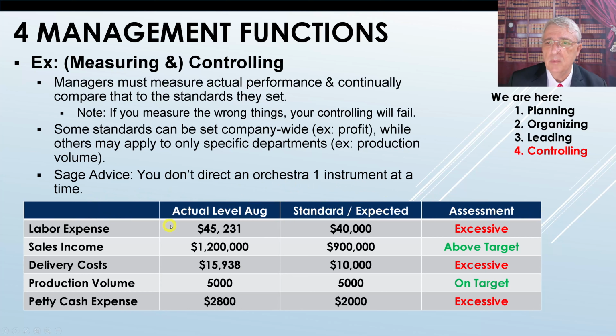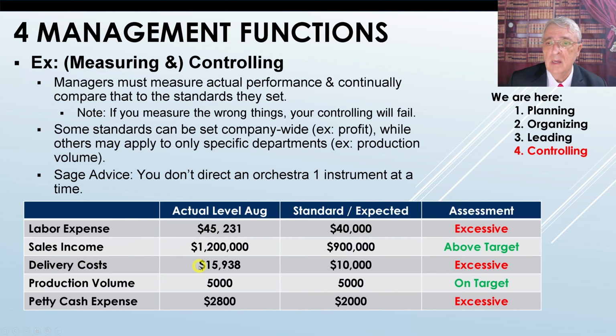You look at labor expense, you look at the actual. So this is what you in fact spent. Then you look at the standard that was expected from the plan and you say, oh, that's excessive. And then you put something in the works to make this go away. You want to put this back on track. Sales income, the actual was 1.2 million, you expected 900,000. Wow, okay, you're above target. That's good. You keep doing that.